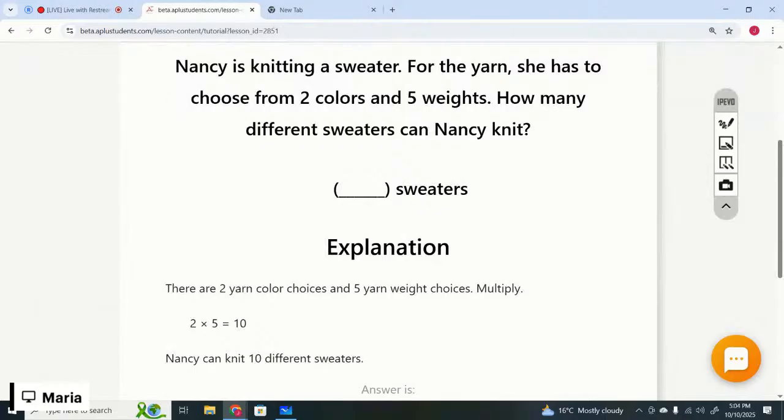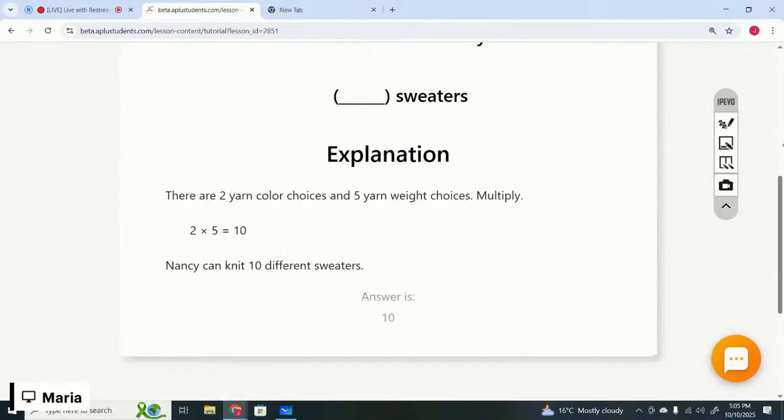Nancy is knitting a sweater. For the yarn, she has to choose from two colors and five weights. How many different sweaters can Nancy knit? So two colors and five weights, so you have to do 2 times 5. That means total Nancy can knit 10 different sweaters. So the total choices is 10. The correct option is 10.